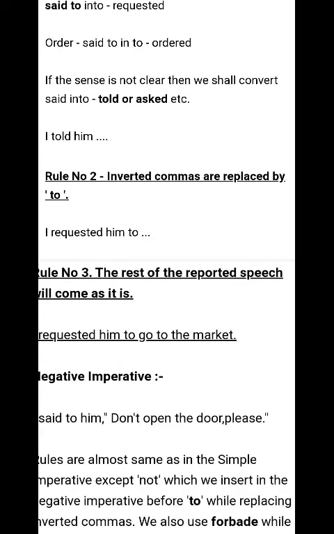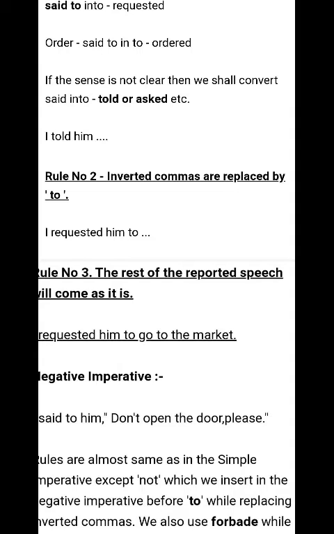Here in an imperative sentence, we will omit the comma and inverted commas, and in its place we will write there, what? Tell me, what are we supposed to write there? Yes, to, as you can see here, we have to write to. And after to, remember this is an infinitive, so after the infinitive you always have to write the original form of the verb.